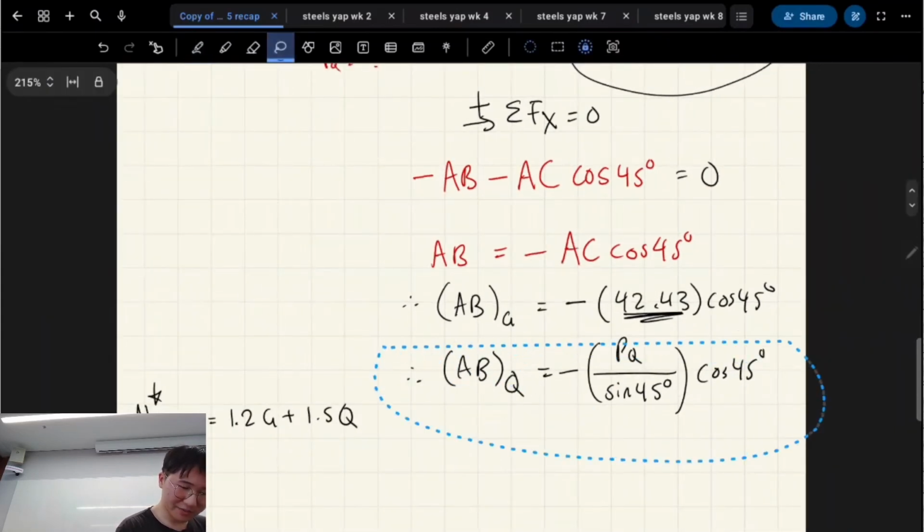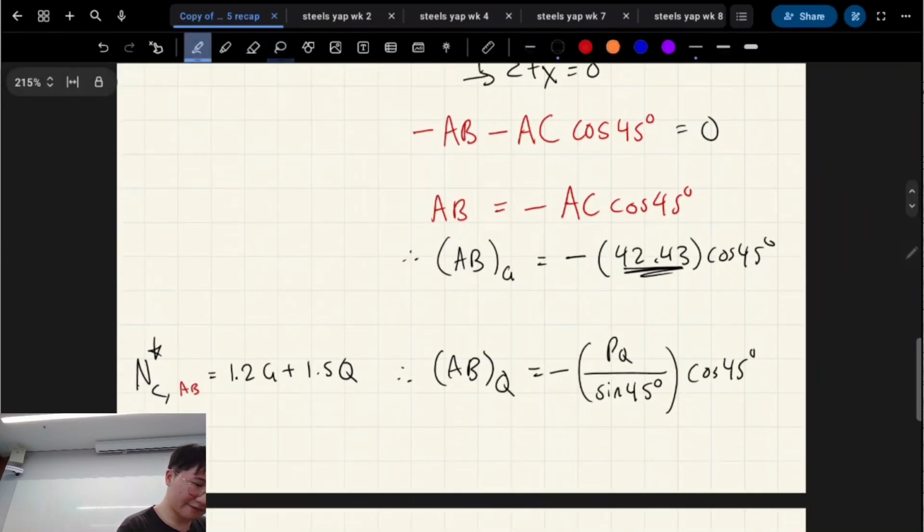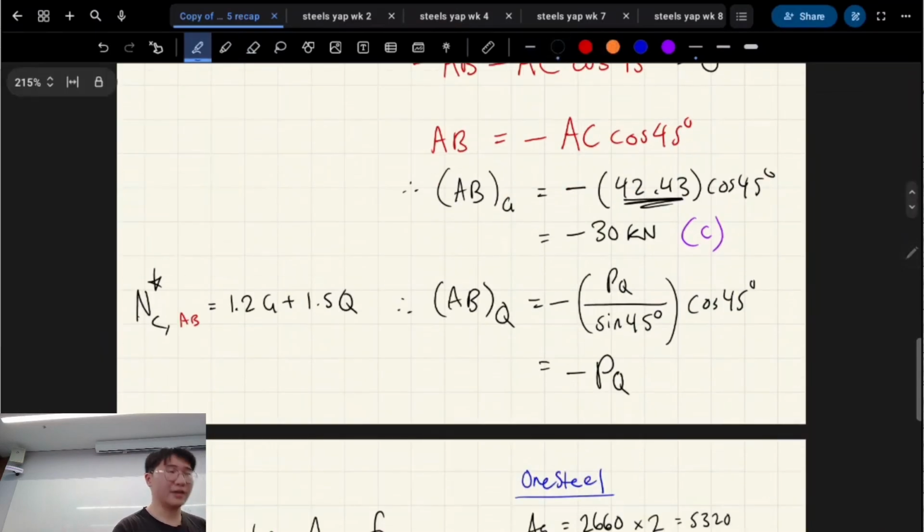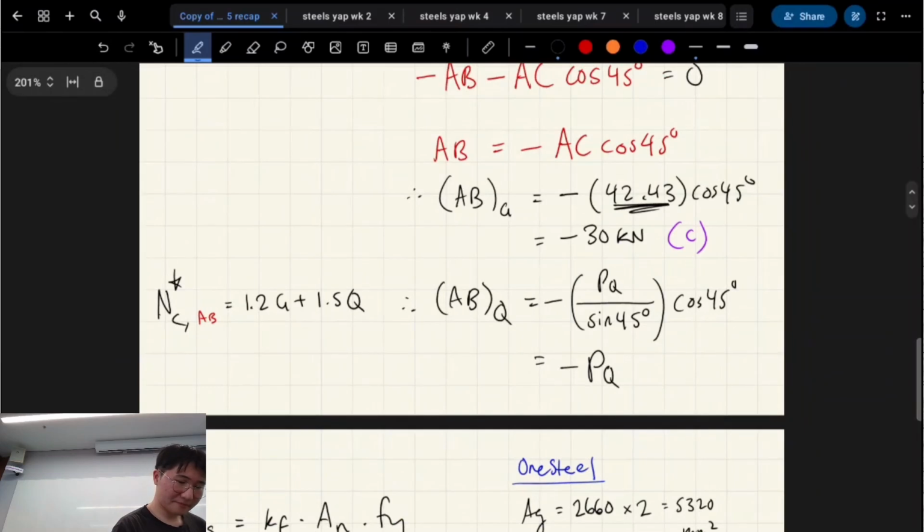So these simplify to be a bit nicer than what I've just written, so I'll just write it down. This one's negative 30 kilonewtons in compression. This one is just negative PQ, right? Because essentially these two will cancel out. Those two don't cancel out if you don't have a 45-degree angle, but sine 45 and cos 45, type it on your calculator, it's the same number, right? That's also in compression, right?